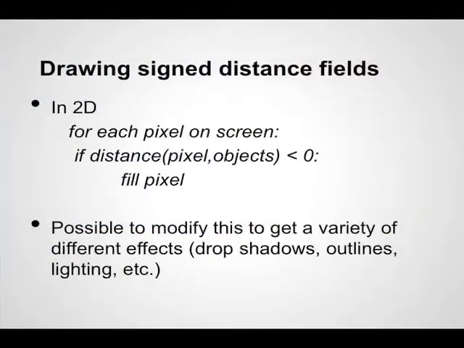So actually drawing signed distance fields in 2D. For each pixel on the screen, you basically just calculate the distance function, and if it's less than 0, you fill the pixel. Otherwise, don't do anything. Pretty simple. You can modify it to get a variety of different effects. Valve has a paper, which I'll have in my notes, where they use it for font rendering, and you can do outlines and drop shadows and decay and all these other effects on your text easily.